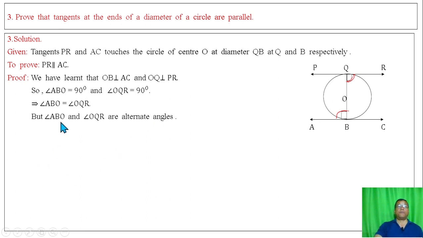But angle ABO and angle OQR are alternate angles. Hence PR is parallel to AC.